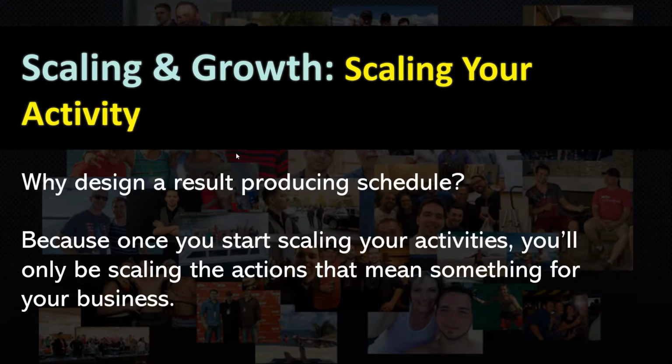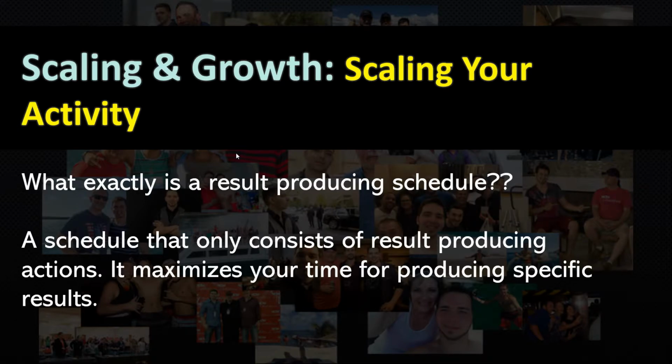Because once you start scaling your activities, and this is why you want to have a result producing schedule, once you begin scaling activities, you only want to be scaling the actions that actually mean something and that will actually produce a result for your business, which is why you want to make sure you have a result producing schedule, and a tightly made one at that.